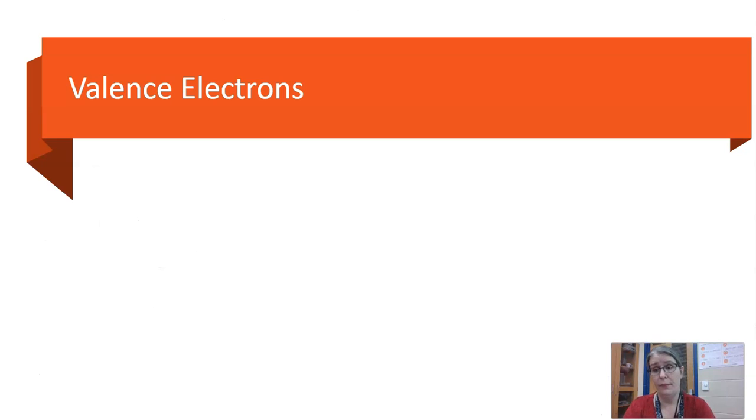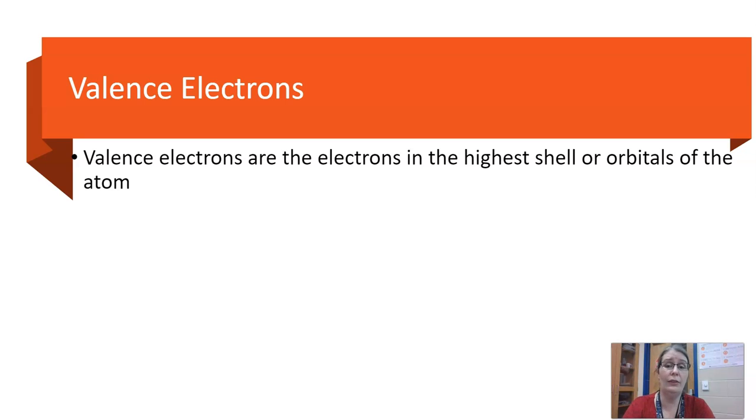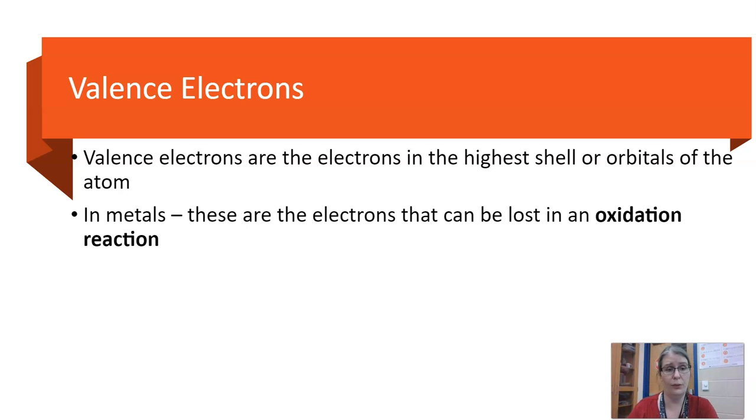Valence electrons are the outermost electrons in the highest shell. So if I'm looking for the valence electrons in oxygen, well, I have a 1 shell and a 2 shell. The farthest out shell is 2. So anything in the 2 shell is a valence electron for oxygen. Now, 2 very important things to think about with these valence electrons, because fundamentally, all chemistry is valence electron chemistry.